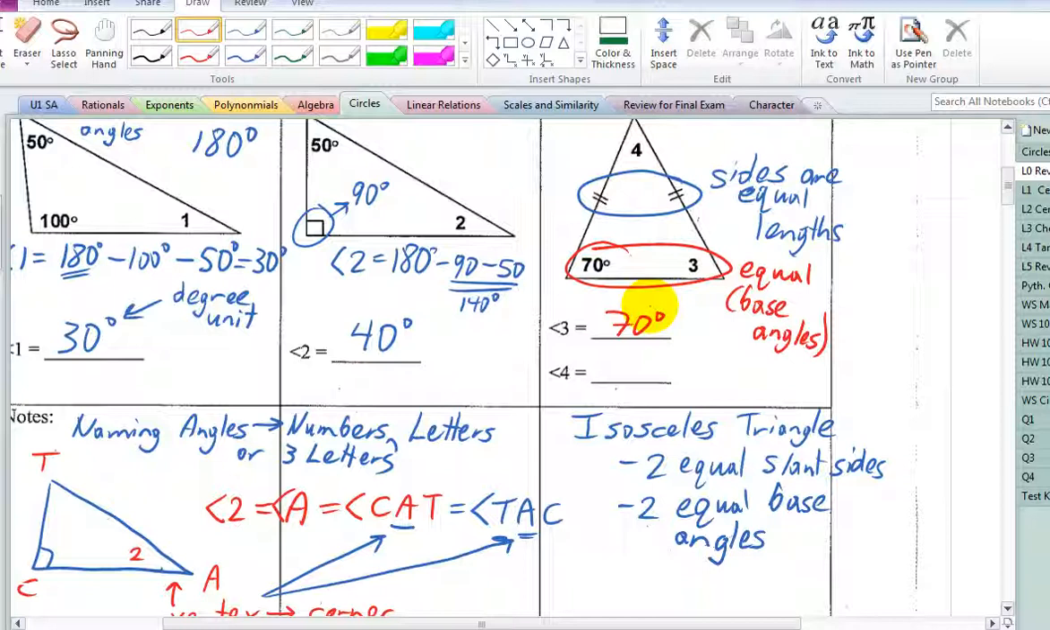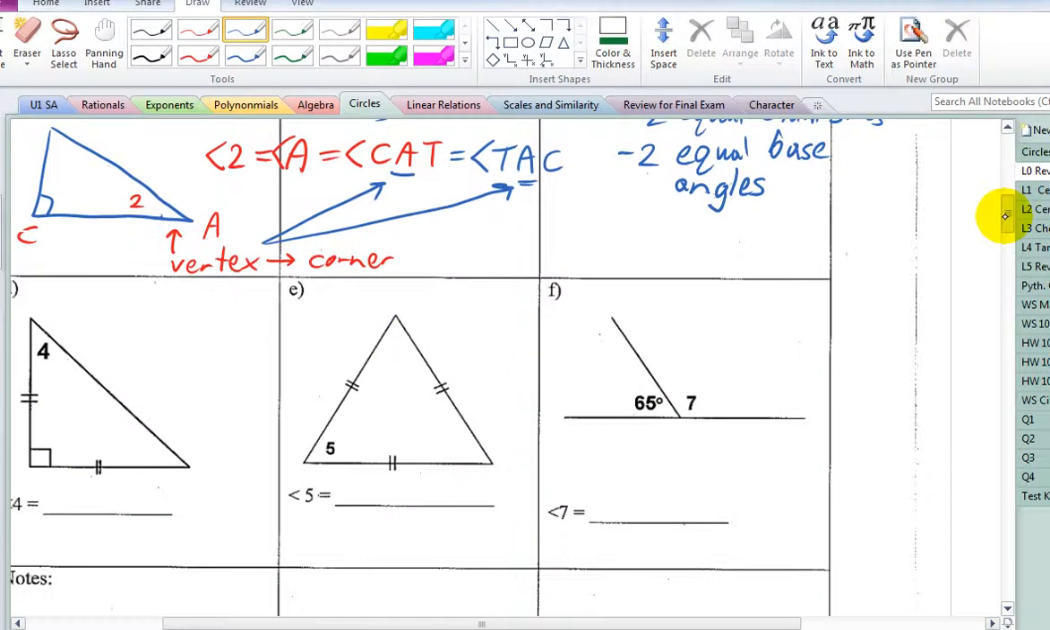Now what do all triangles add up to? 180. So for angle 4, it's 180 degrees minus 70 minus 70. So really you're subtracting 140. So angle 4 must equal 40 degrees. Any questions? Okay. Let's go on then.